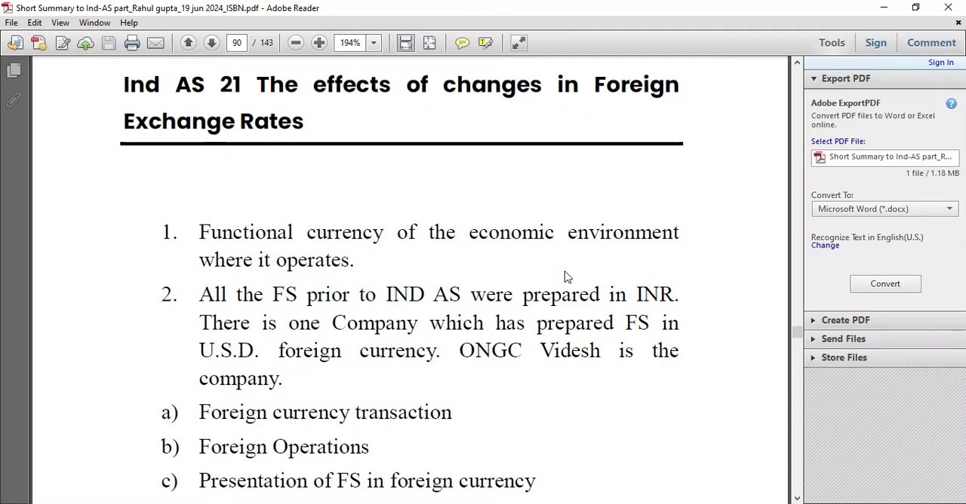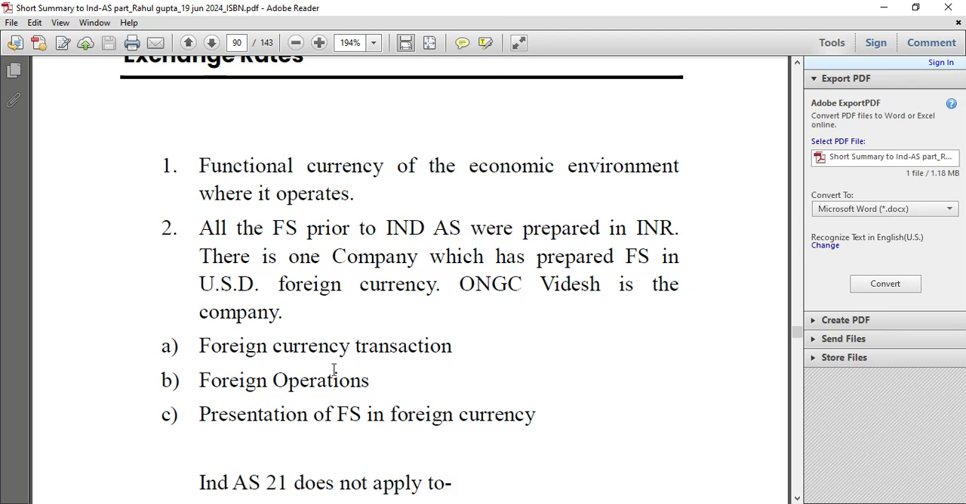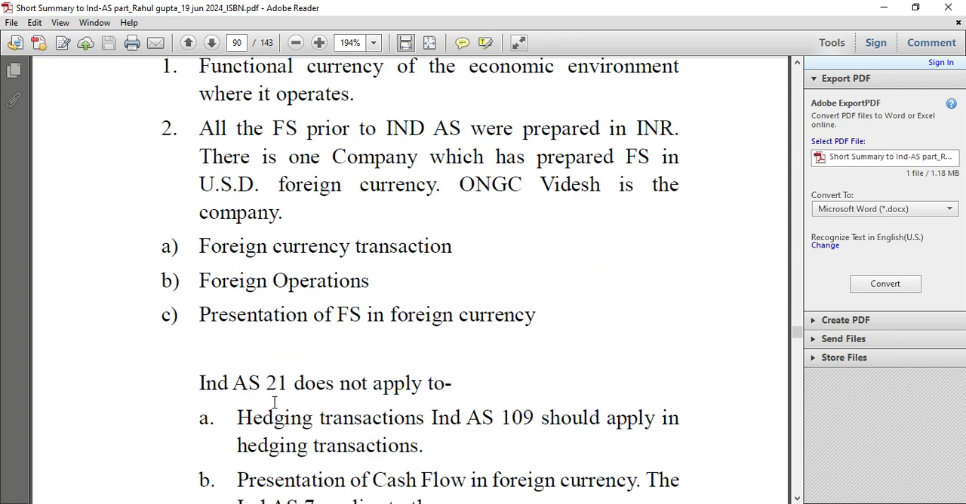To start with, the function currency of the economic environment where it operates. All financial statements prior to Ind-AS were prepared in INR. There is one company which has prepared financial statements in USD, foreign currency, that is ONGC Videsh, which has prepared its financial statements in USD. Foreign currency transaction, foreign operations, presentation of financial statement in foreign currency.